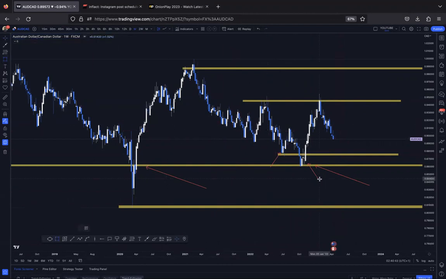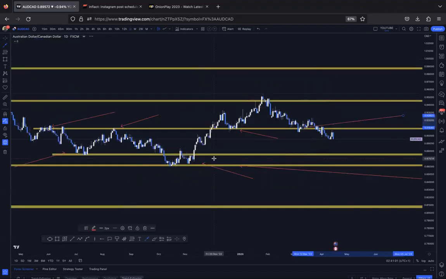So the only thing I'll add from here is this level here. The reason I'm adding this level is because this is a weekly level. We have a rejection here, a rejection here, a rejection here, and a rejection here. So that level is very important.